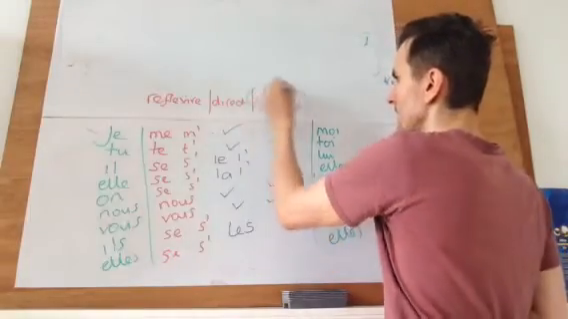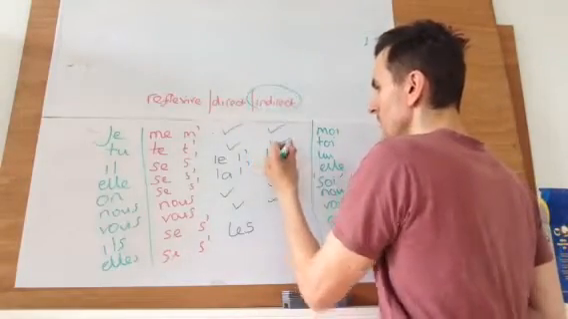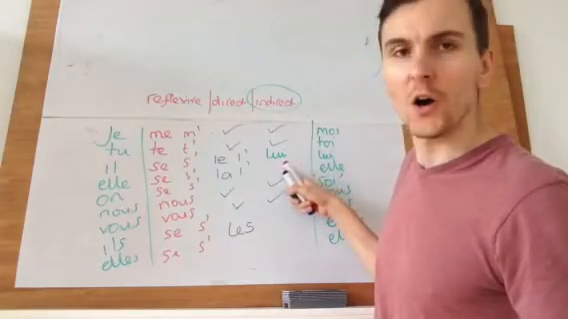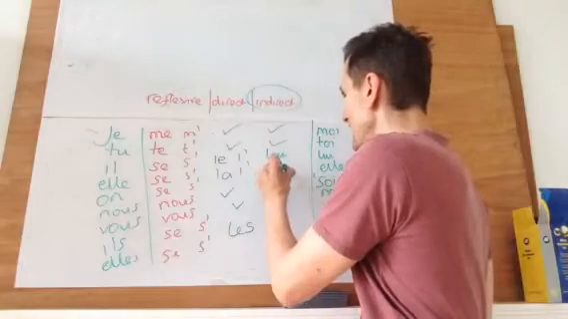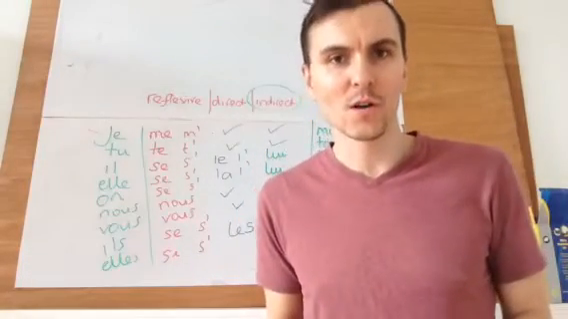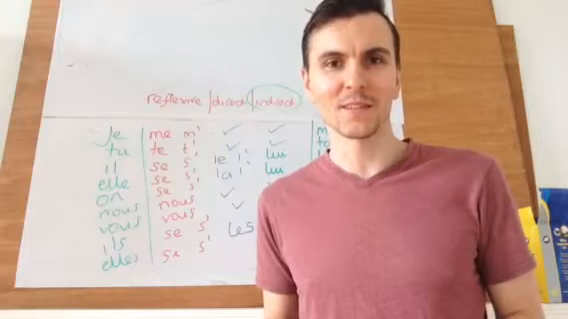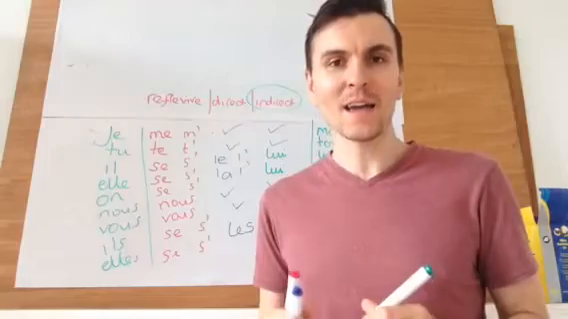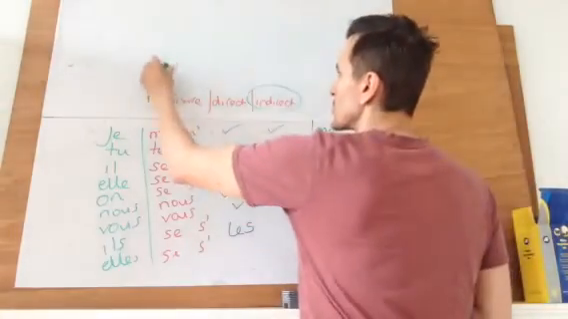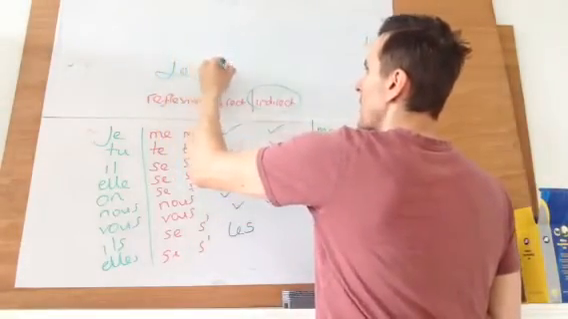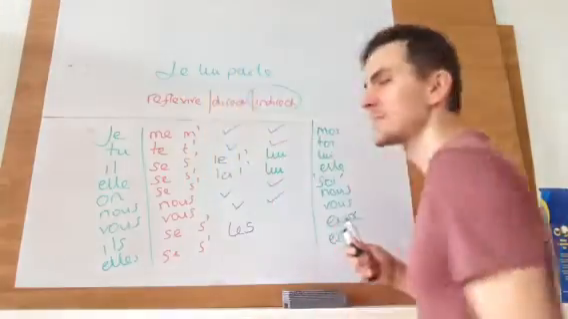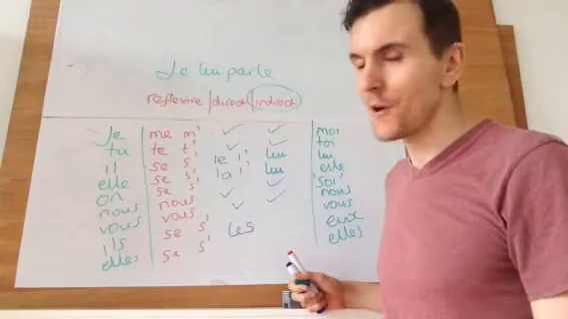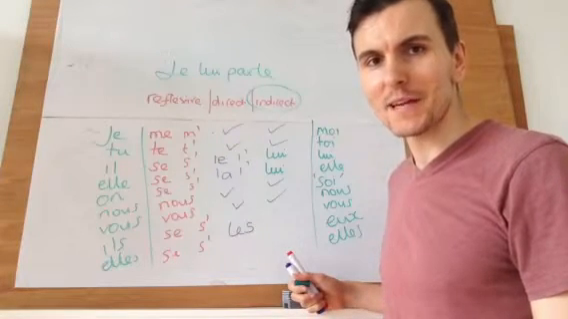The indirect is "lui." Yes, the same word as you have at the end for "with him." To her, "lui." Yes, the same word. So when it comes in the middle of the sentence, "to him" and "to her" is the same word. So I speak to him, "je lui parle." I speak to her, "je lui parle." No difference. You have to use other things in your sentence to make that point.